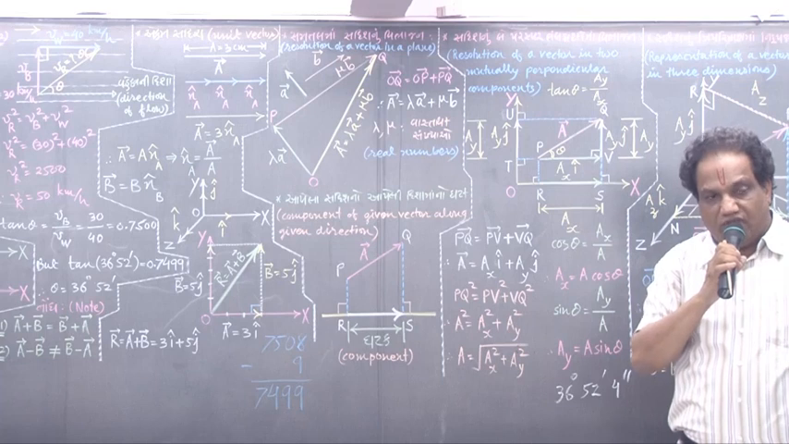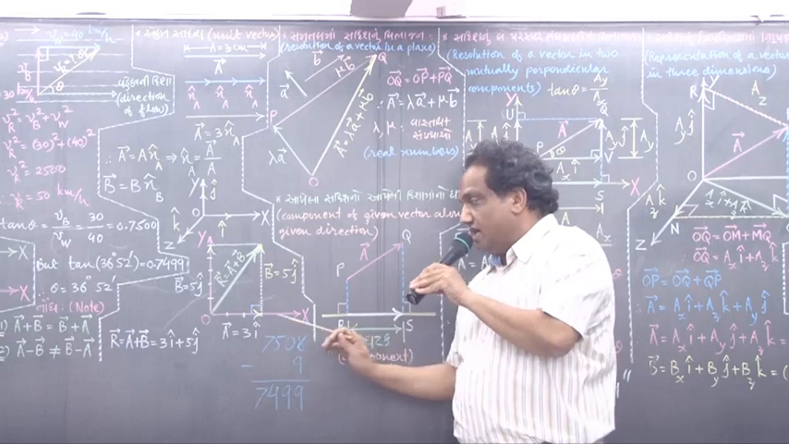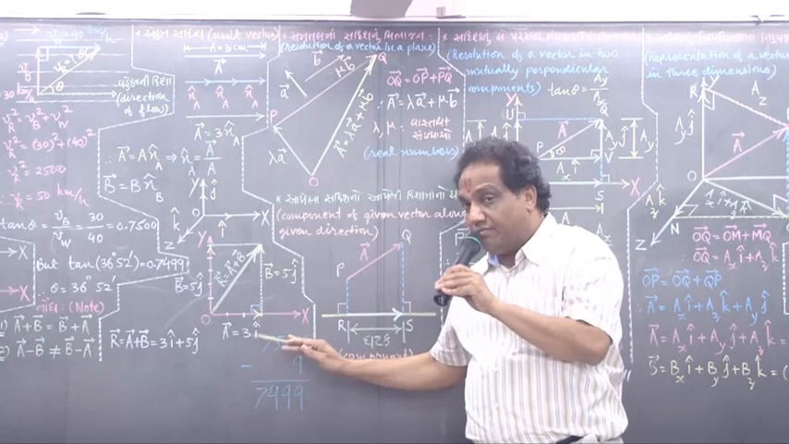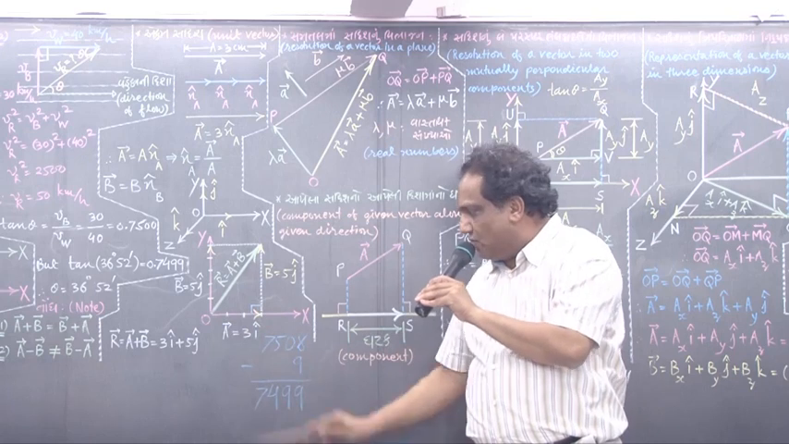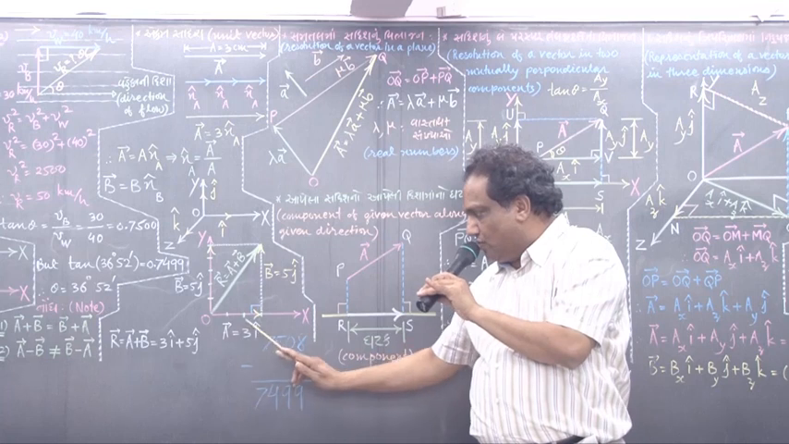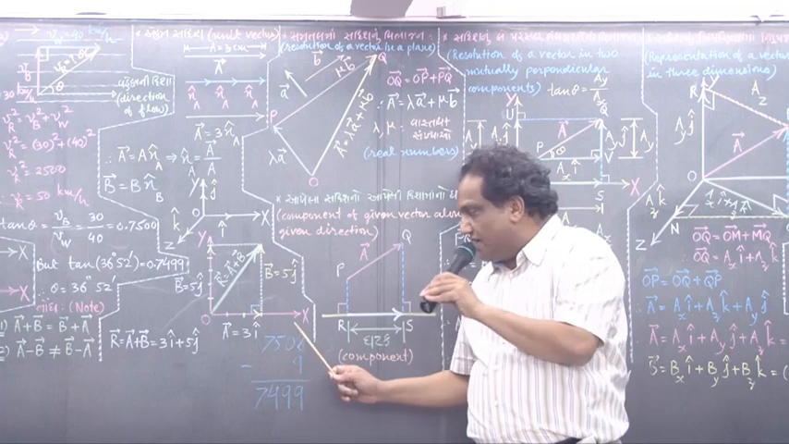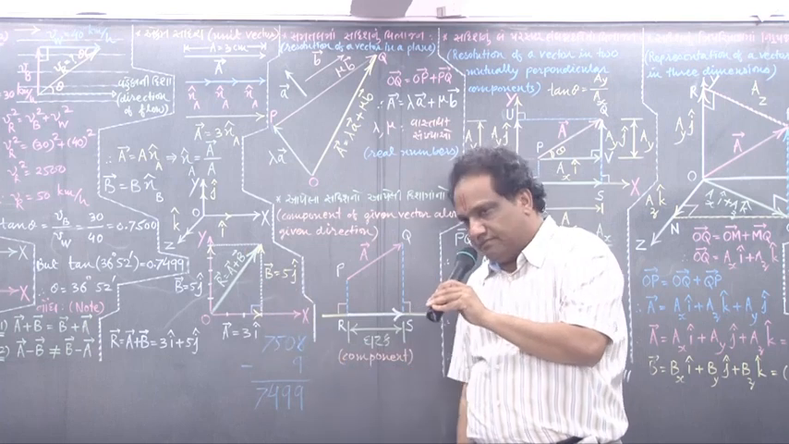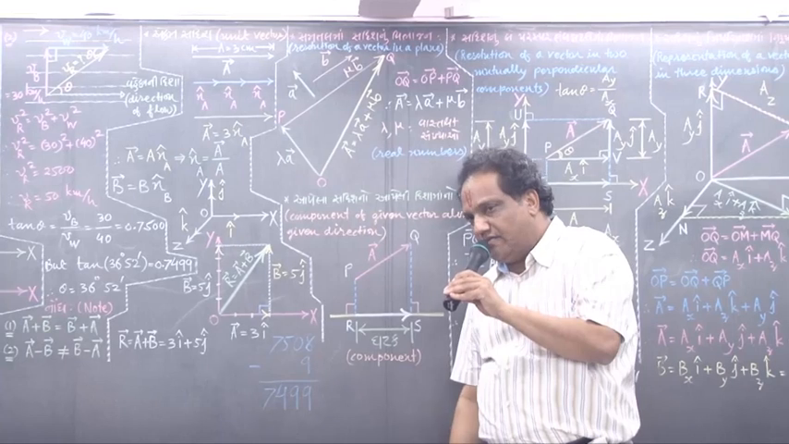Suppose I have vector A with a magnitude, say a length of 3 units. Just check the length. The vector is from here to here. What is the length? Look here: 1, 2, 3. So vector equals magnitude multiplied by unit vector. What is the unit vector along the x-axis? i hat. So this vector equals magnitude multiplied by unit vector.